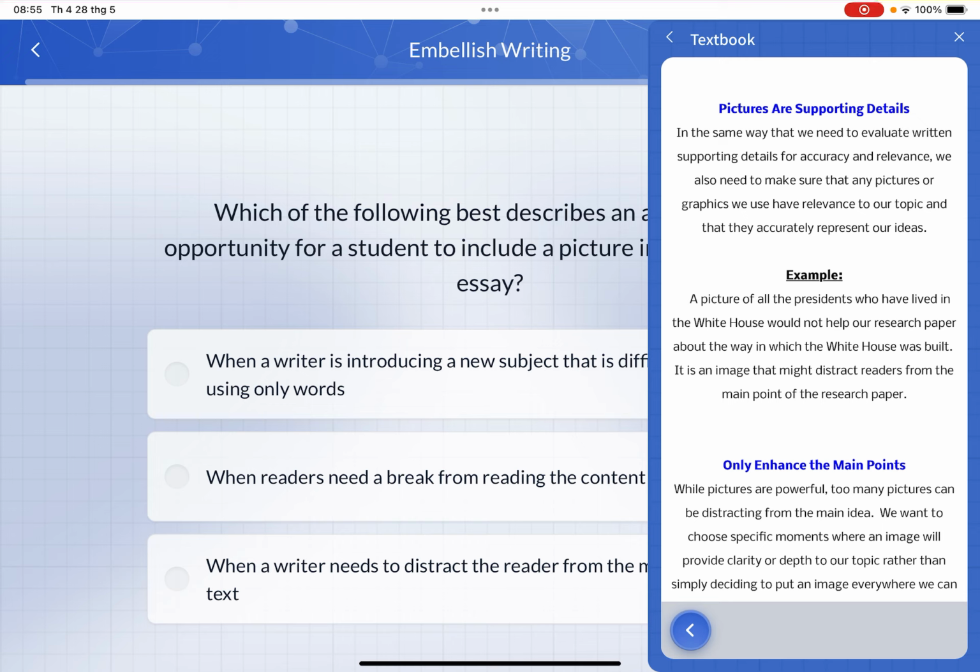Let's say, a picture of all the presidents who lived in the White House would not help our research paper about the way in which the White House was built. It is an image that might distract the reader from the main point of the research paper, because we are talking about how the White House was built, not the presidents who lived in the White House. So if we provide pictures of all the presidents, it would be distracting, because they do not support our writing. They do not have anything to do with our writing at all.